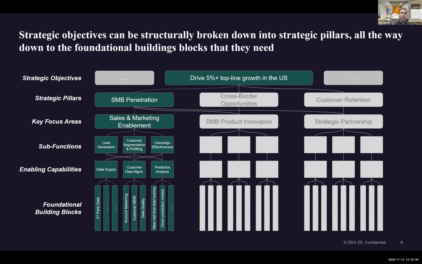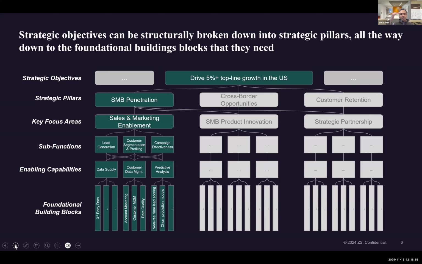And these building blocks could be around third-party data. These building blocks could be around customer MDM. These building blocks could be around data quality frameworks, governance, right? So there could be a lot of these different building blocks that enable us to make this actionable. And there are some levers here that we are not showing, or layers beneath this which we are not showing, right?